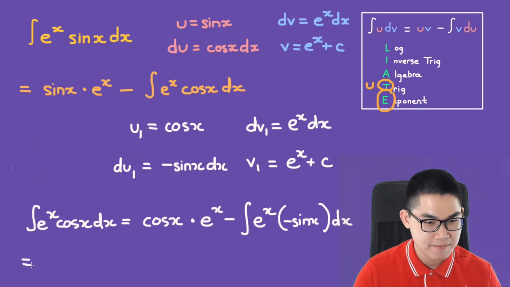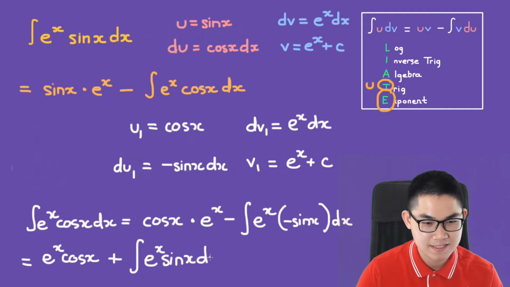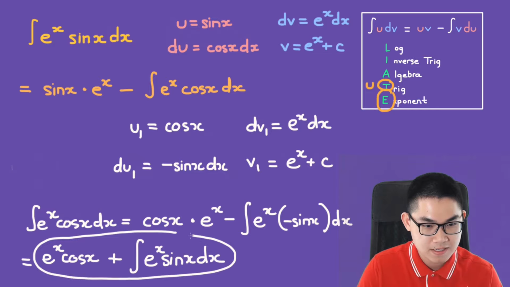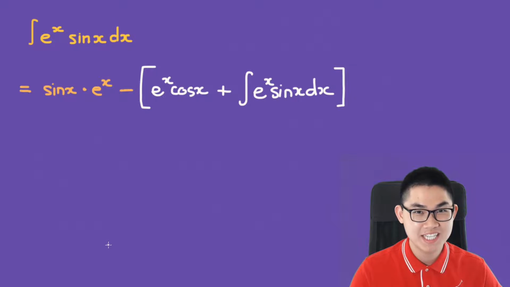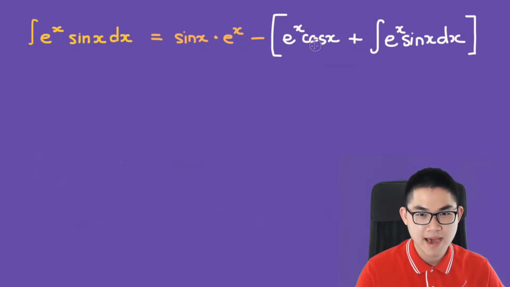So this is the same as e to the power of x cosine of x. And if you bring this negative sign outside of the integral, you will have a positive sign. So we have plus the integral of e to the power of x sine of x dx. Now let's go ahead and substitute this part into this part. And we're almost done. So let's move this up here. And as you can see, if we subtract this expression, this will change to a minus sign.